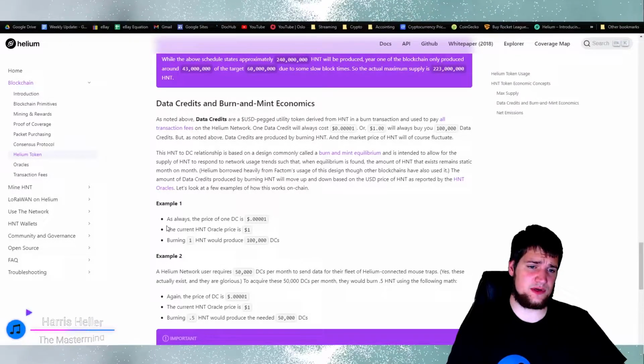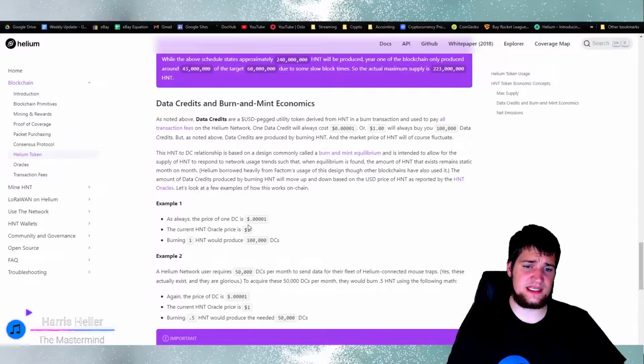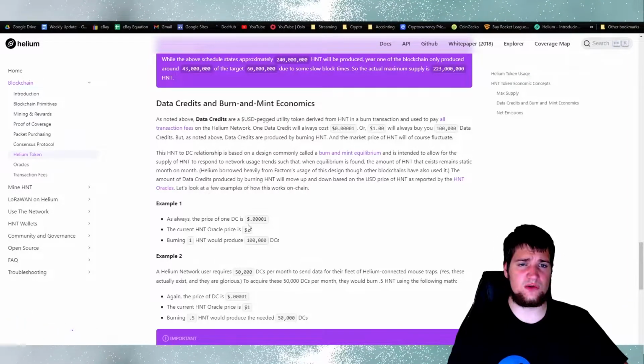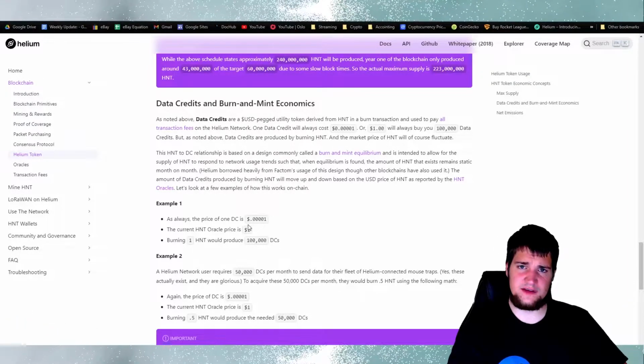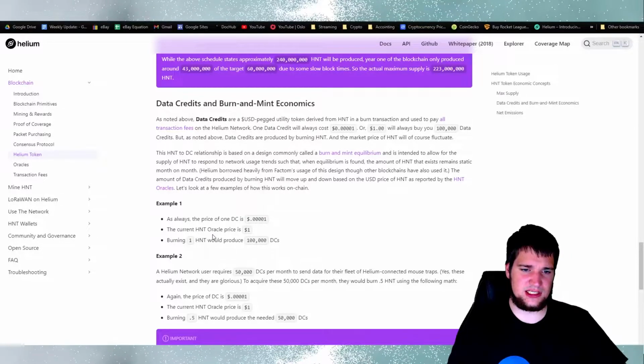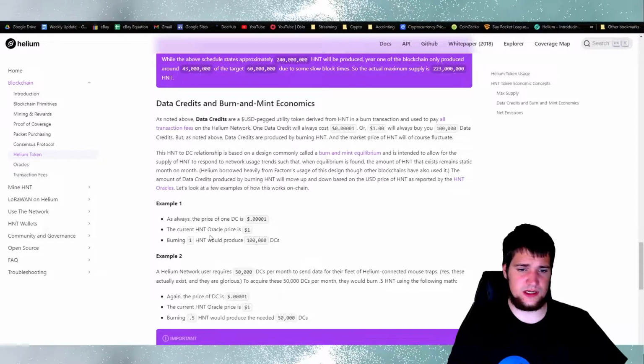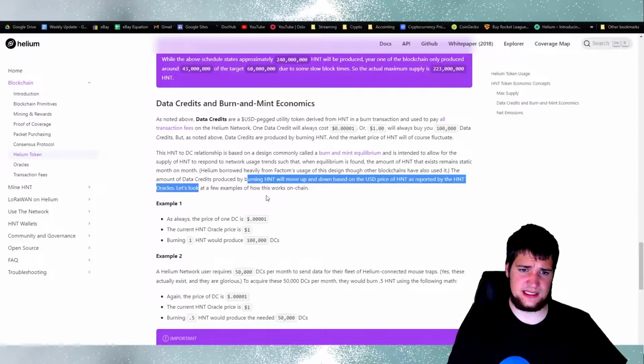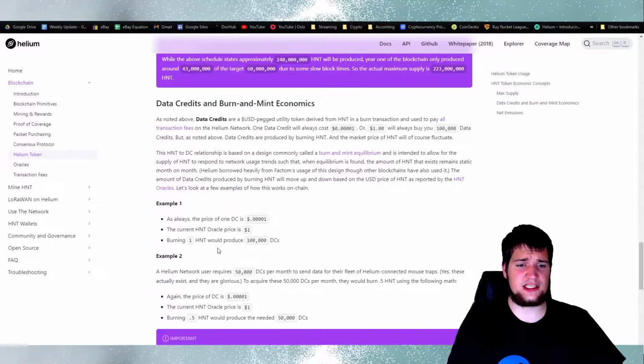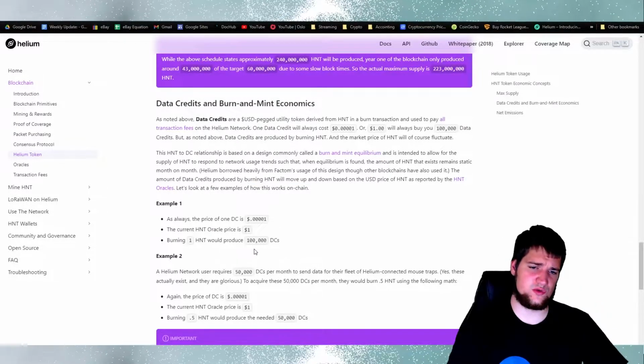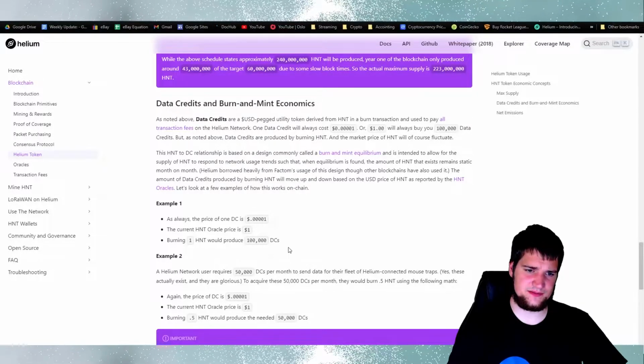So example number one: as always, the price of a DC is always less than 1 cent, 1/100,000th of a dollar. The current HNT Oracle price is $1. Of course, that always fluctuates, as I said here. Burning one HNT in this case would produce 100K data credits.